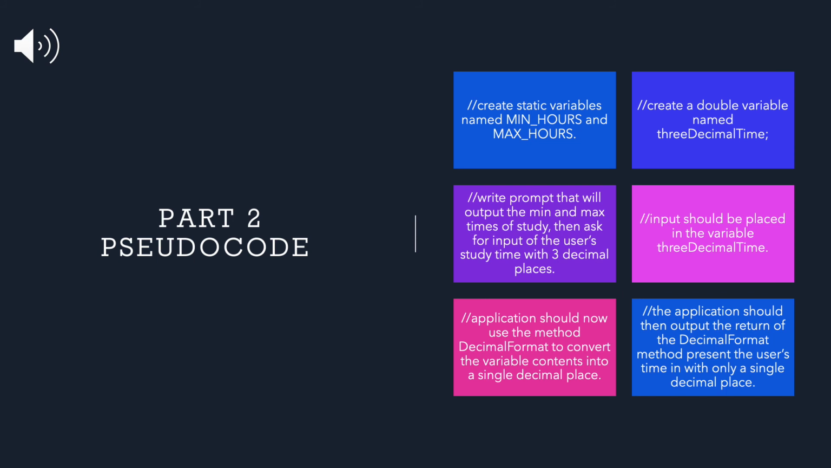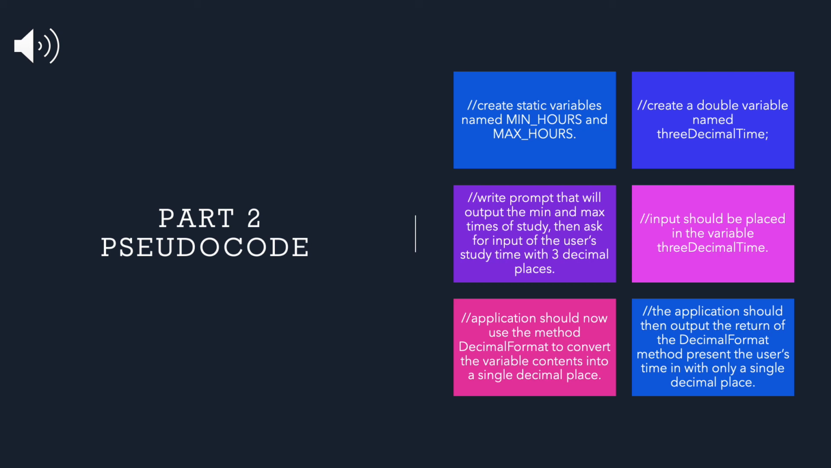And let's start with pseudocode. First, we're going to be creating 2 static variables named min_hours and max_hours. And the reason we're not using camel case in this case, no pun intended, is that we have to differentiate and make static variables a lot more recognizable in code. Next, we will be creating a double variable named 3 decimal time, and this variable will contain the input from the user with the time to 3 decimal places.